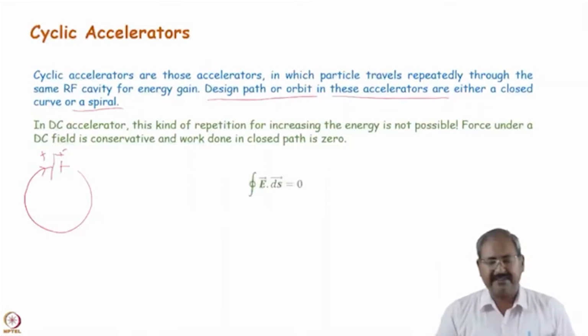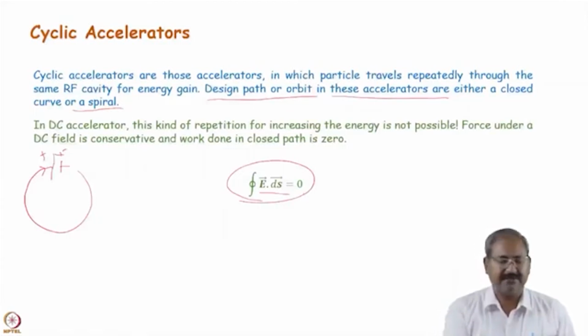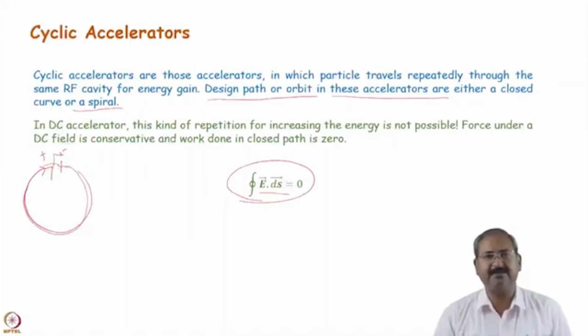Definitely not. A DC accelerator works on the electrostatic field, and electrostatic field means curl of the electric field is 0, means the closed integral of E dot ds is 0, means it is a conservative force. And under any conservative force, if a particle travels a complete closed path, the energy gain will be 0. So a DC accelerator cannot be used for repetitive acceleration. Means such kind of cyclic accelerators cannot be built using DC field.